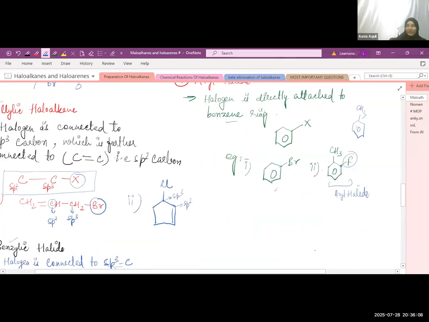And yeah, one more thing. Don't be confused, Aneesha. There is a difference between the benzylic and arylic. Benzylic and arylic. Sometimes the students get confused.